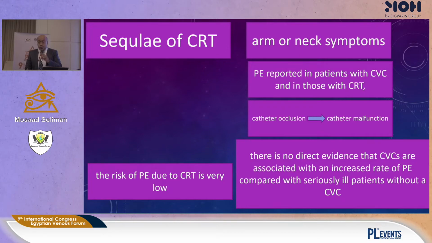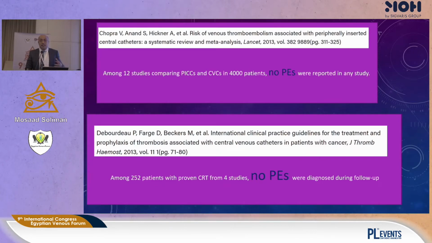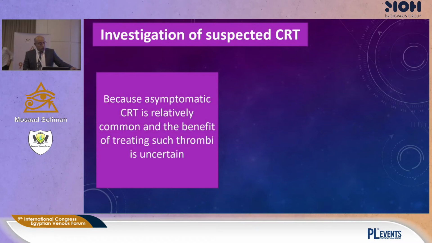Actually, do we have pulmonary embolism with catheter-related thrombosis? The answer is no. This is very surprising, because in most of the studies, over more than 4,000 patients in a meta-analysis of catheter-related thrombosis, they didn't find a single case of pulmonary embolism. In another meta-analysis of 12 studies of 252 patients with catheter-related thrombosis, they also didn't find pulmonary embolism. So we can simply answer that question for the nephrologist: is this catheter going to give the patient a pulmonary embolism? Most of the articles say no pulmonary embolism for catheter-related thrombosis.